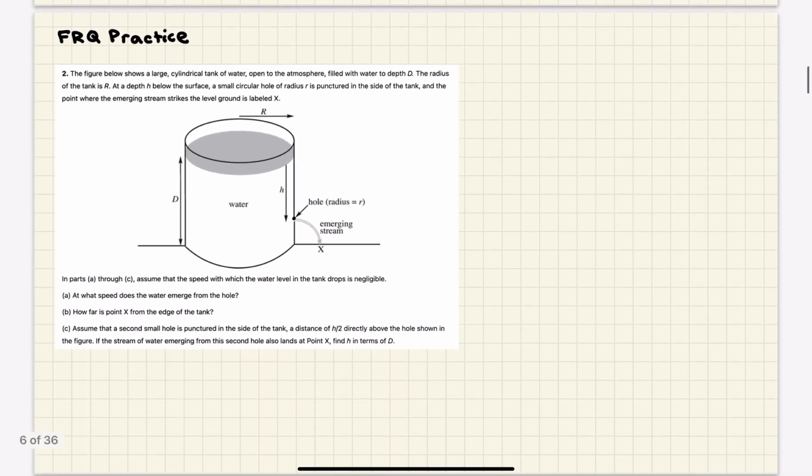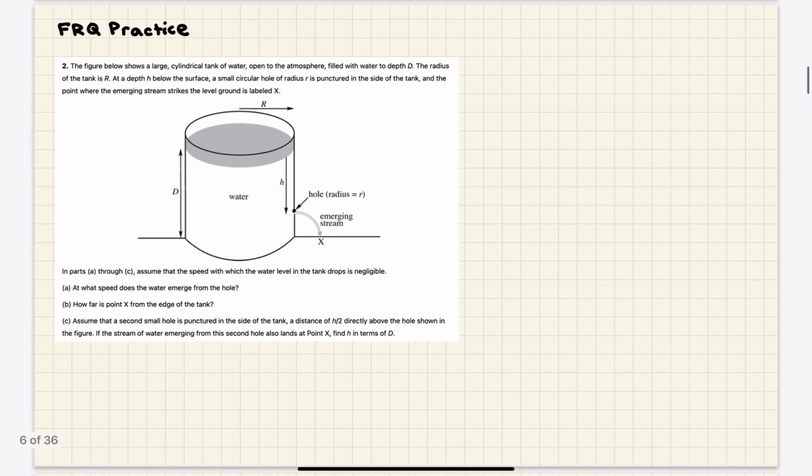And finally, our FRQ practice problem. This one would take a bit longer, so let's chug along through it. Okay, this is just Torricelli's theorem if you read through it. It's a cylinder with water in it. Water is flowing out of a hole. That's just Torricelli's theorem. And so our answer to A, it says, at what speed does the water emerge from the hole? That's exactly what Torricelli's theorem tells us. V is equal to square root of 2gh.